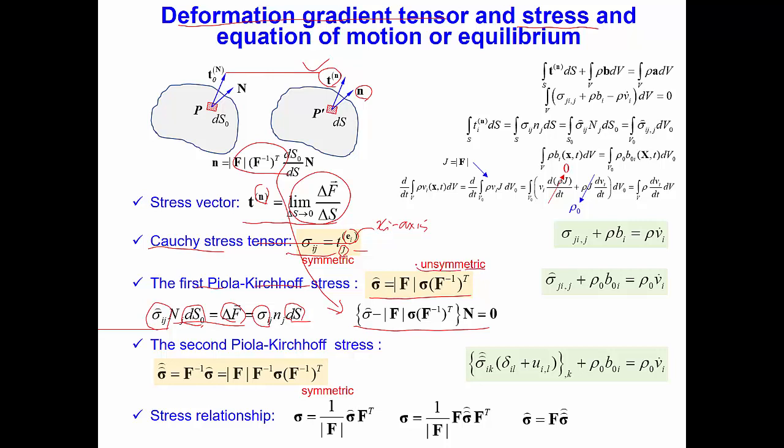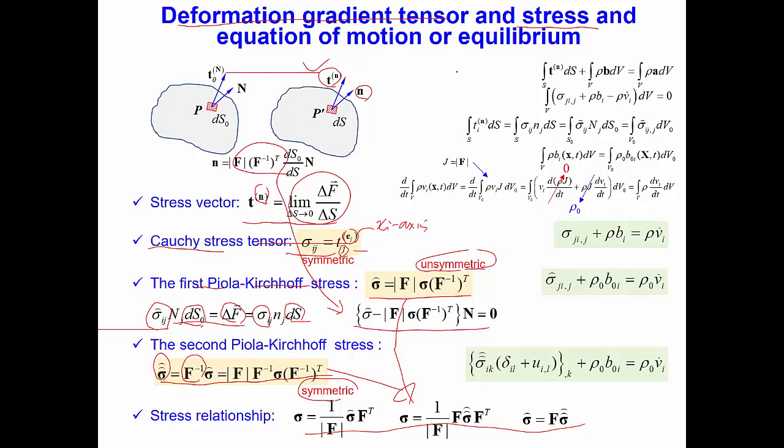Unfortunately, the first Piola-Kirchhoff stress is unsymmetric. By pre-multiplying the first Piola-Kirchhoff stress by the inverse of matrix F, that is the deformation gradient tensor, we define the second Piola-Kirchhoff stress like this, which became, of course, symmetric. From these relationships, we can express the Cauchy stress in terms of the first Piola-Kirchhoff stress or the second Piola-Kirchhoff stress.